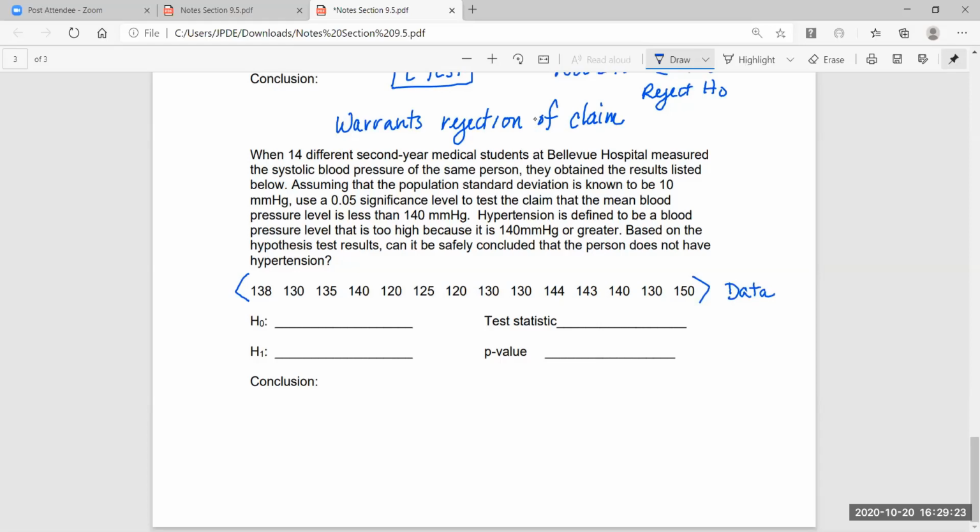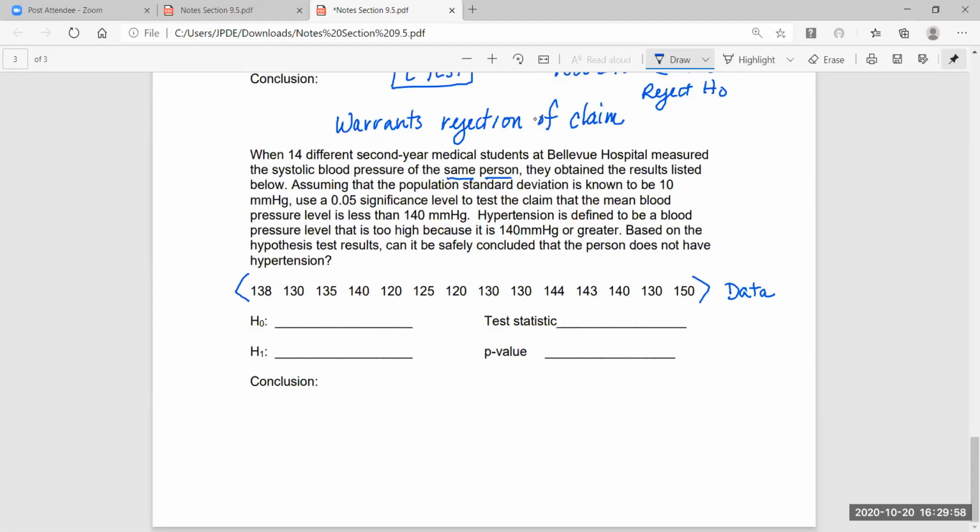Yes. So we're going to need to put that into one of the lists of our calculator. It doesn't matter which list you choose, but go ahead and start putting that in. It says when 14 different second-year medical students at Bellevue Hospital measured the systolic blood pressure of the same person. So here's what I want you to think about. It's one person sitting there, 14 different students take their blood pressure. They obtained the results listed below.